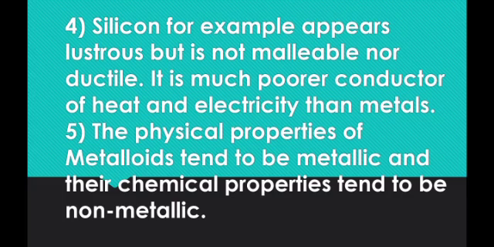Next, the physical properties of metalloids tend to be metallic, but their chemical properties tend to be non-metallic. The physical properties of metalloids are the same as a metal, and the chemical properties are the same as a non-metal. Are you understood the meaning?